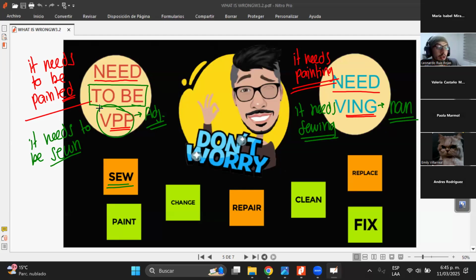Okay, so it needs to be replaced, or the screen needs to be changed. Now, teacher, the wall of my house has a big crack. Okay, it needs to be repaired, or it needs repairing. So in that case, you have both possibilities. Ready? Is it clear? Both: needs to be, and needs an ing. Or do you have any questions about it? Everything is fine. Good, excellent.